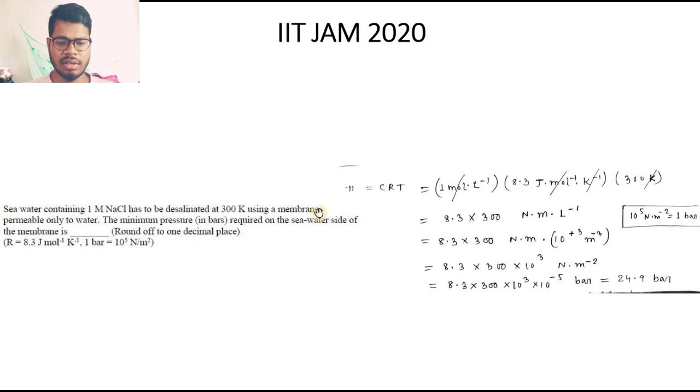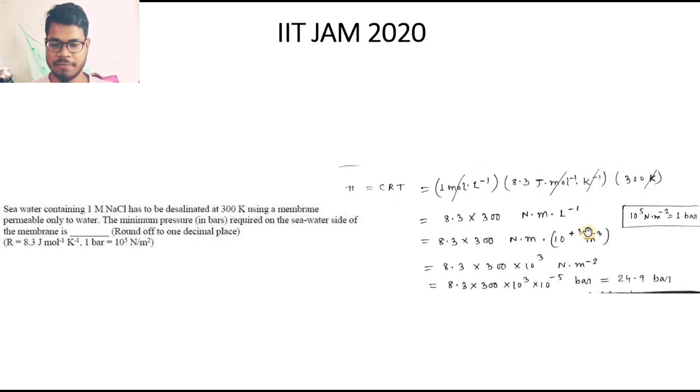The next question is a very easy question, read the question, and this is the osmotic pressure question. So you just need to use the equation and you will just need to play with the units. Okay, this is very famous. Okay, playing with the units. So pi equals to CRT. C is given. Okay, the unit of C is mole per liter. R is given 8.3 joule mole inverse Kelvin inverse, and temperature is this.